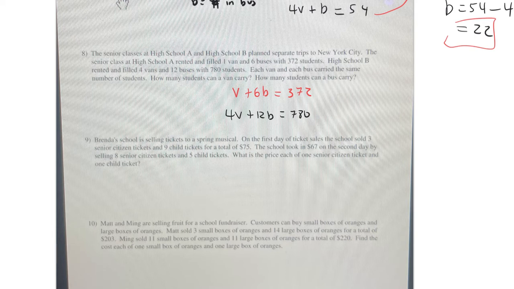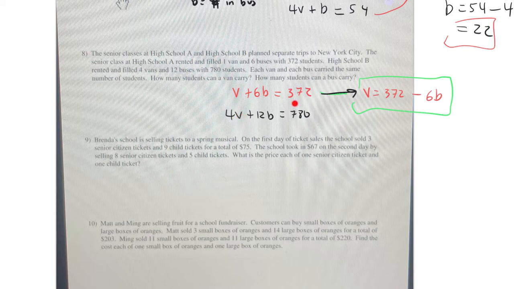But here's the deal. The difference is, yes, use substitution, but this time you're going to modify the top equation. You're going to modify the red equation to say V equals 372 minus 6B. And it's that new modified green box equation where you replace V right here with 372 minus 6B. Okay? So for my student who's watching this, just know that that's what you do.